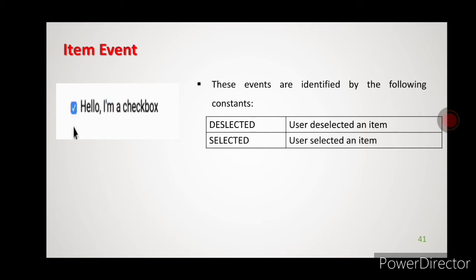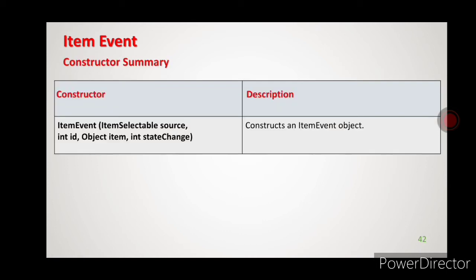When I click on that checkbox, the item event is generated. It is taking the item, that "Hello I am checkbox" is there, no? That we can call an item. And that click mark we are selecting, no? That we can call a checkbox. And this is the constructor which we will use with the item event.